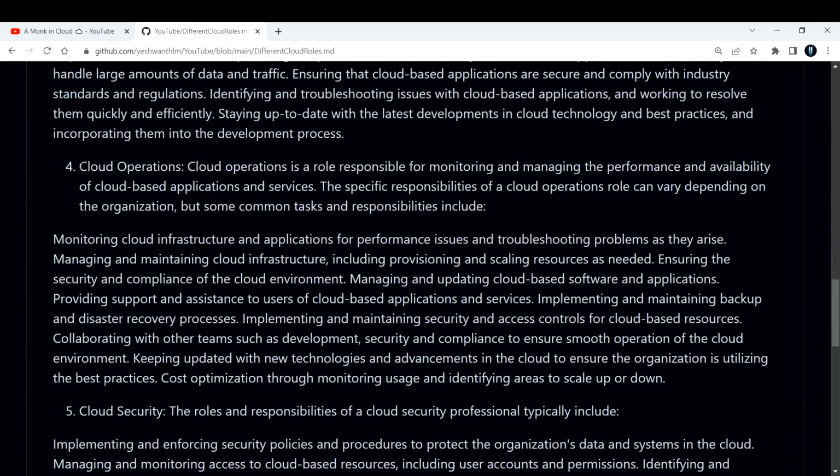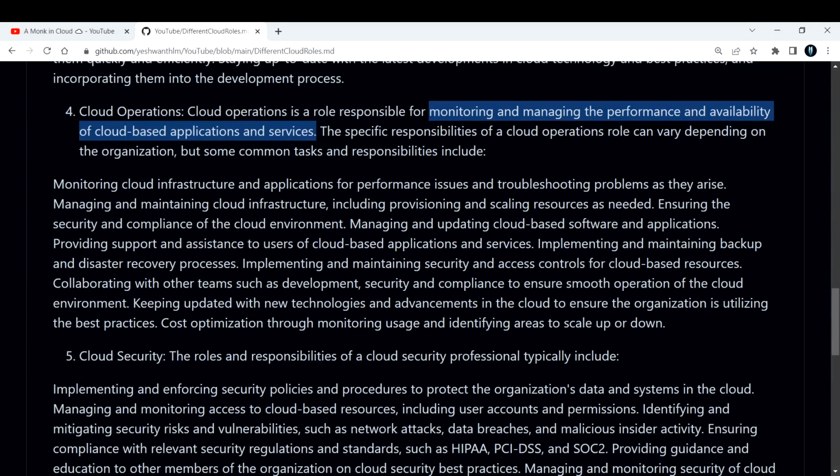Next, let's see the cloud operations team. They are responsible for monitoring and managing the performance and availability of the cloud-based applications. Let's say the developer has already hosted the application. It is the responsibility of the cloud operations team to make sure that it is working properly. If it is not, you need to go and check what the problem is and you need to fix that issue, right? So let's see them one by one.